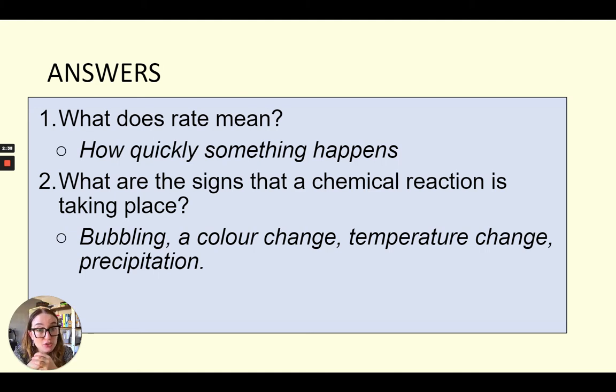A temperature change is to do with the overall energy change for a reaction, which again shows us that new things are being made. And that temperature change can be an increase in temperature or a decrease. And what we'll be talking about there is endothermic and exothermic reactions, and we'll go on to that in a later webinar.